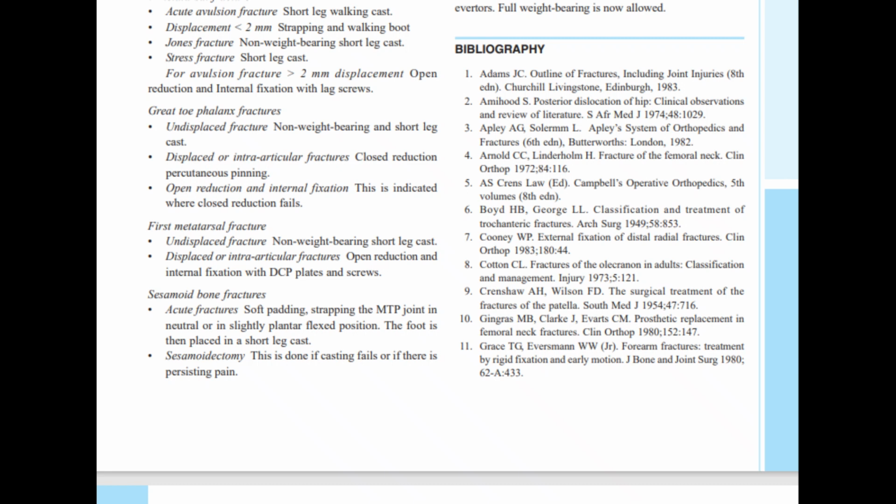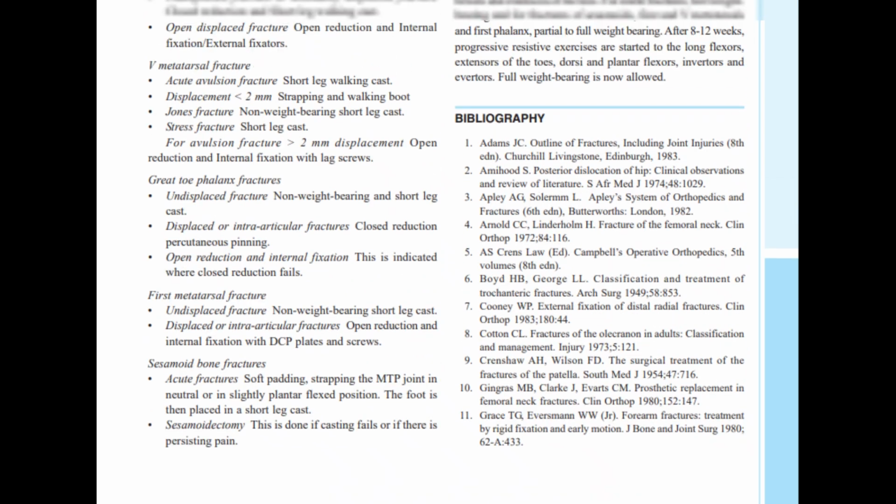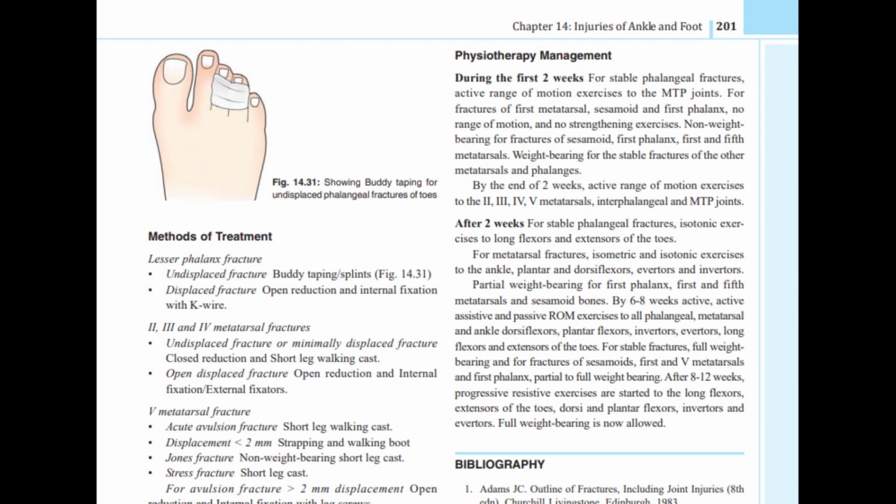First metatarsal fracture. Undisplaced fracture: non-weight bearing short leg cast. Displaced or intra-articular fractures: open reduction and internal fixation with DCP plates and screws. Sesamoid bone fractures. Acute fractures: soft padding, strapping the MTP joint in neutral or in slightly plantar flexed position. The foot is then placed in a short leg cast. Sesamoidectomy is done if casting fails or if there is persisting pain.